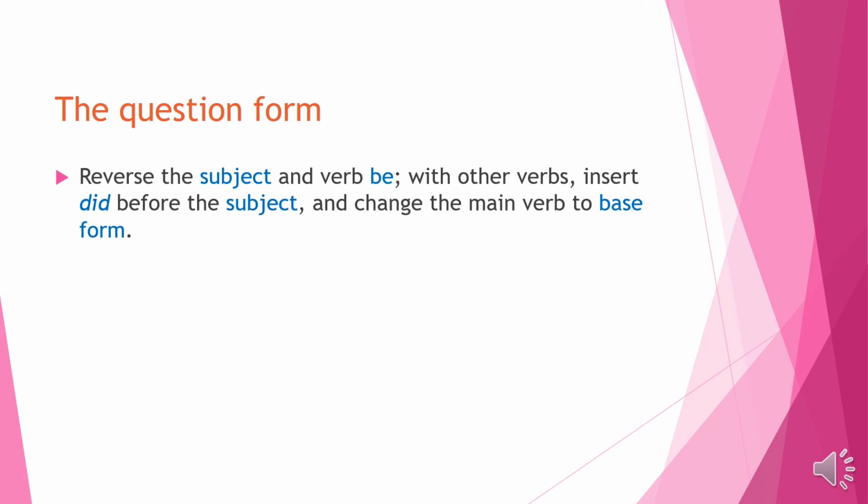Now how to form the question form? To form a question with the simple past tense, you have to reverse the subject and verb be. With other verbs, insert did before the subject and change the main verb to base form. For example, I was angry. Here we reversed the subject and the verb, so it becomes was I angry or was he angry?